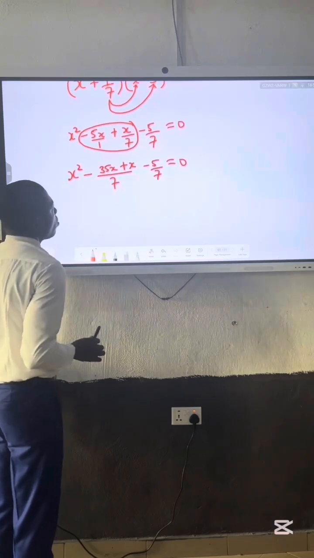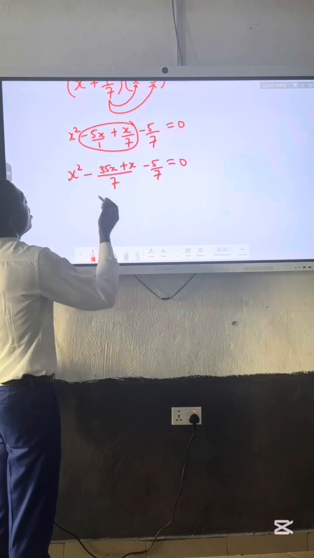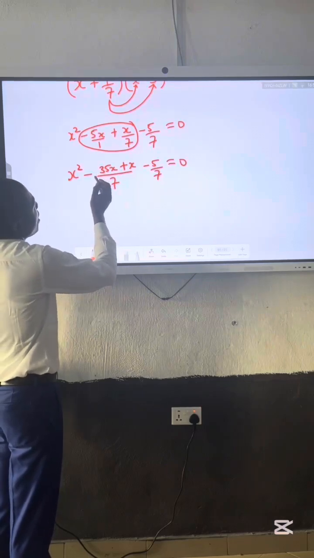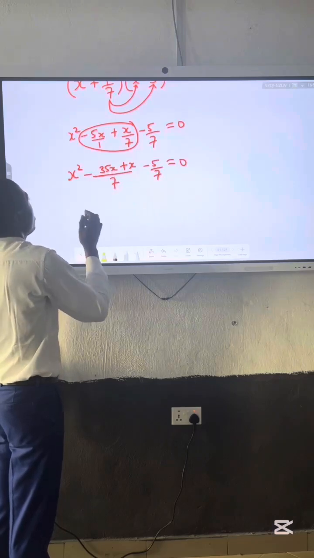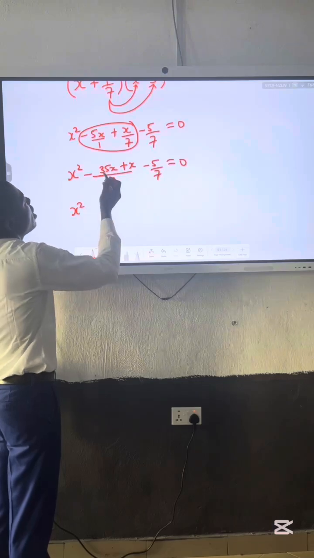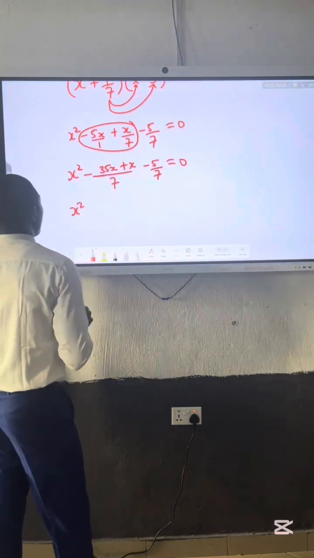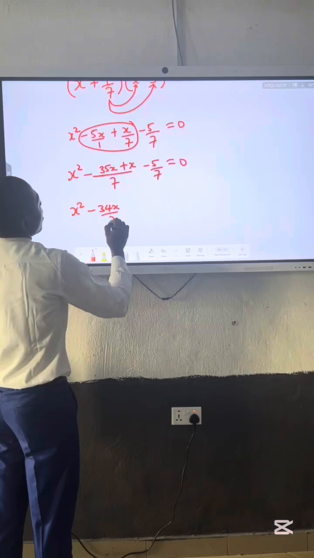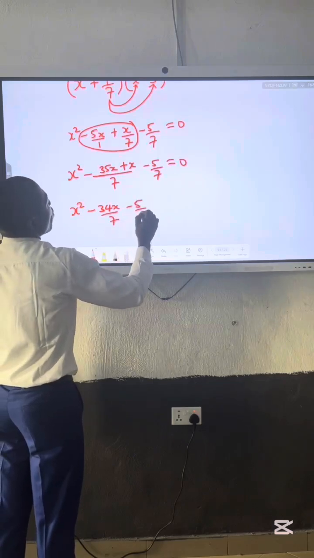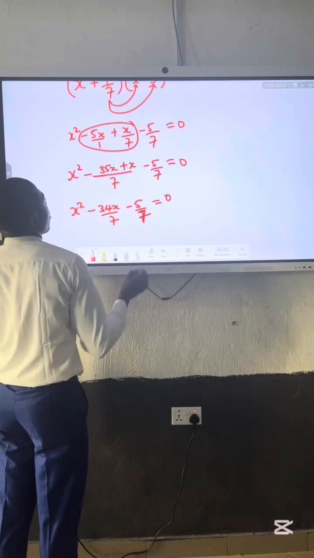Okay? Now let's keep going. Over here, what you are seeing is actually negative 35x plus x. We're going to have x squared, negative 35x plus x will give you negative 34x over 7. Then minus 5 over 7 is equal to 0. All right.